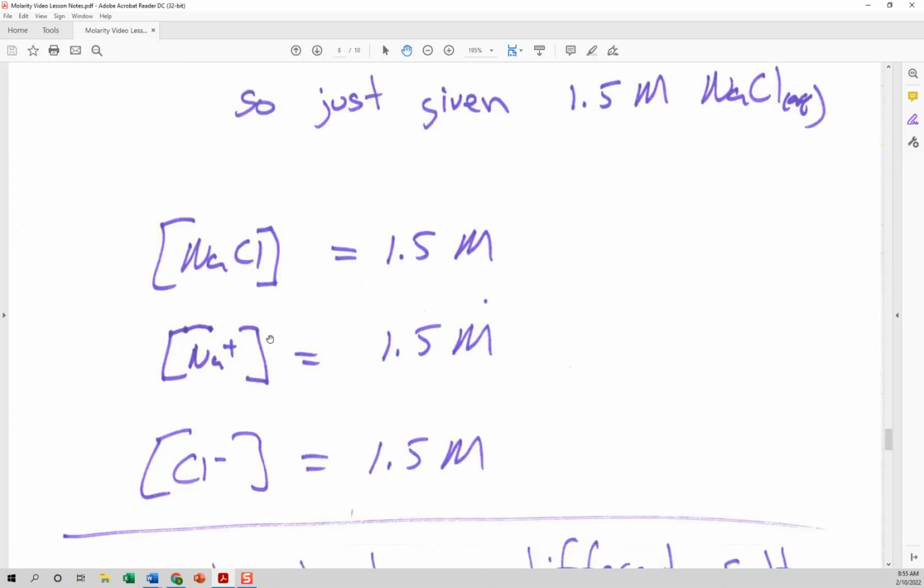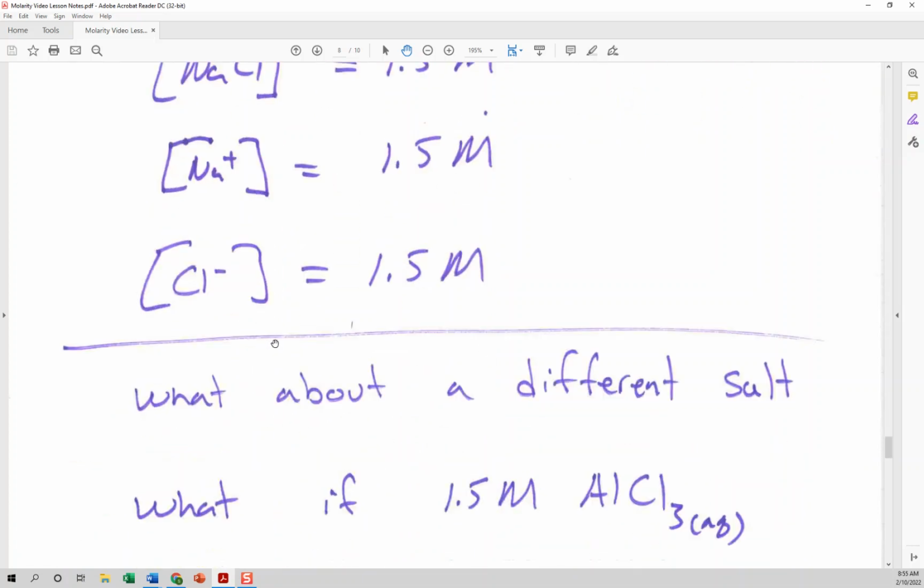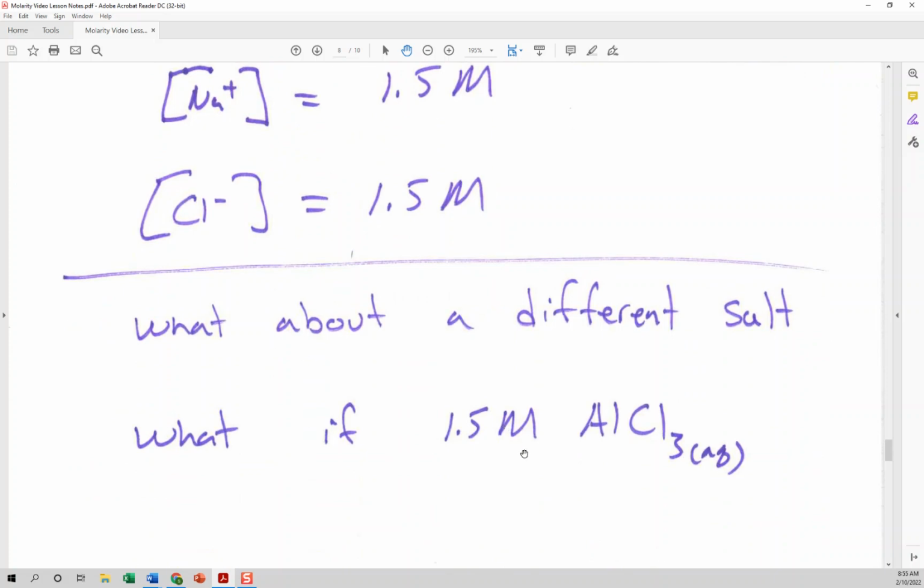Okay, so let me show you another example where it kind of changes a little bit. So what if you had a 1.5 molar solution of aluminum chloride?